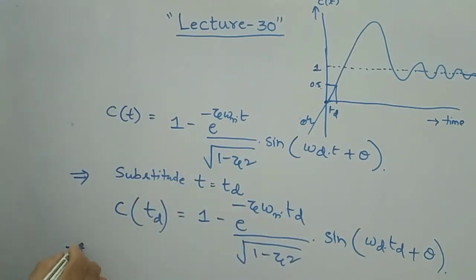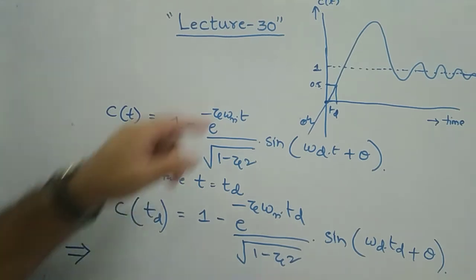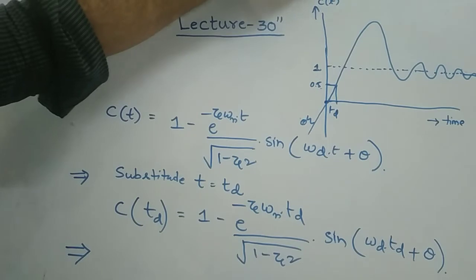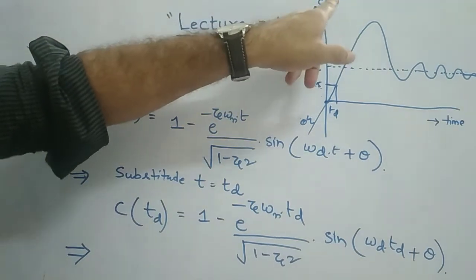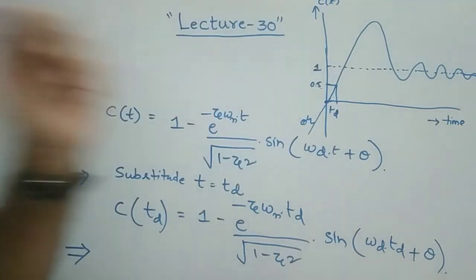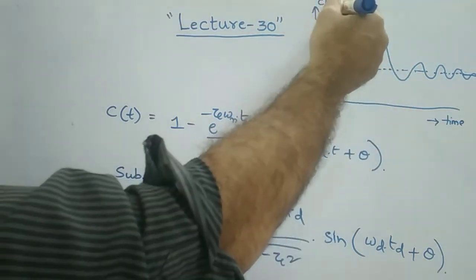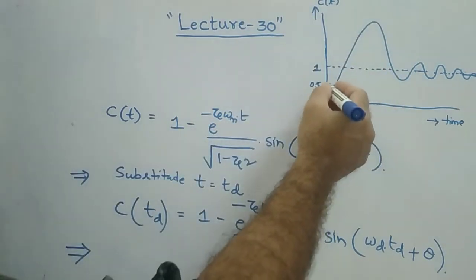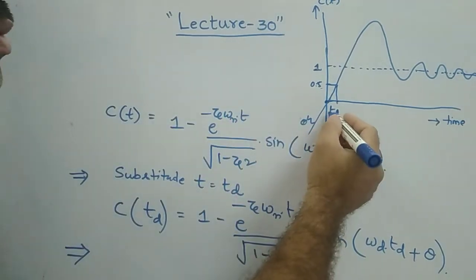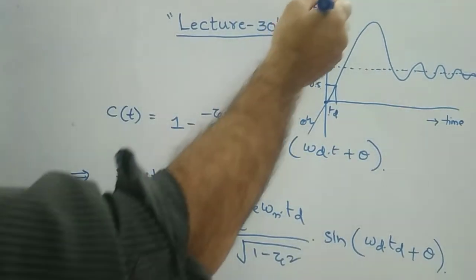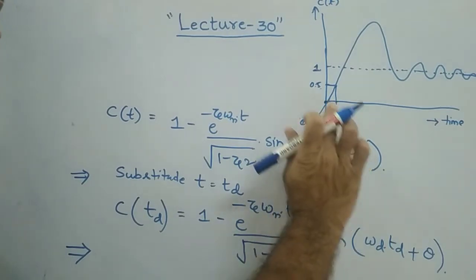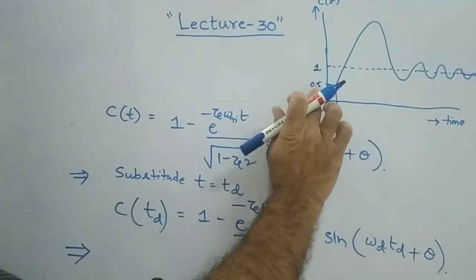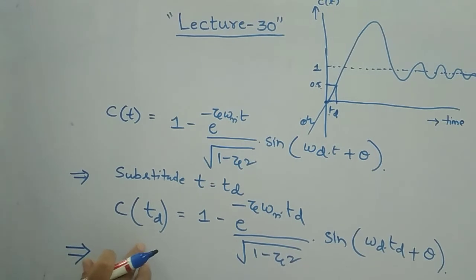Now what I have to substitute here is, what is the value of C of td? C of td is nothing but the response where you substitute t as td. As per the definition of delay time, what is the value of C of td at time td? It is 0.5. Then substitute 0.5 here. Therefore, 0.5 is equal to 1 minus, and then you write the expression.